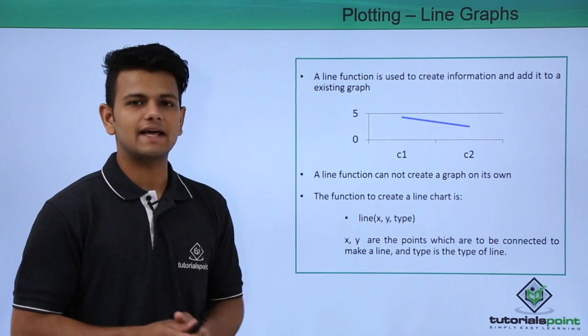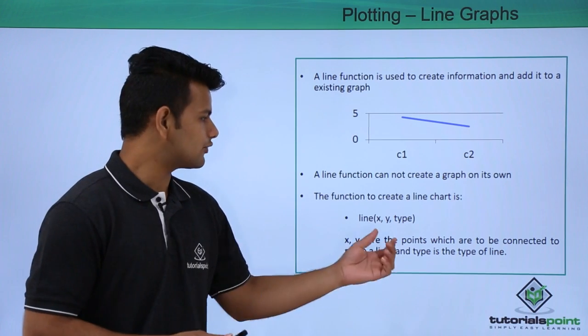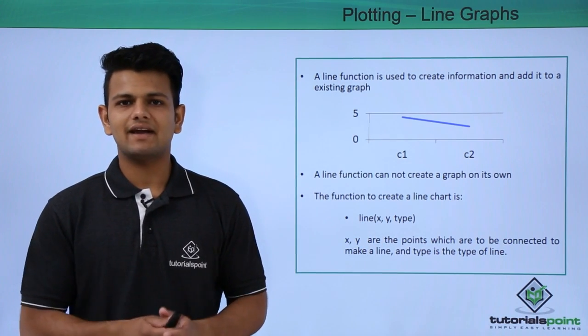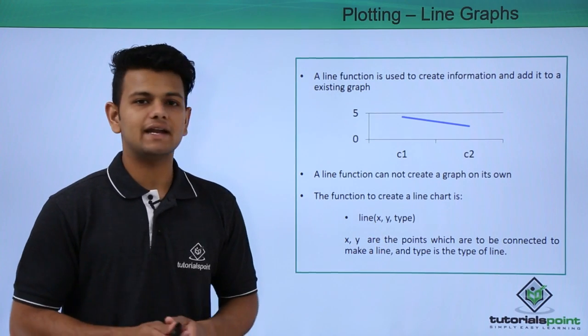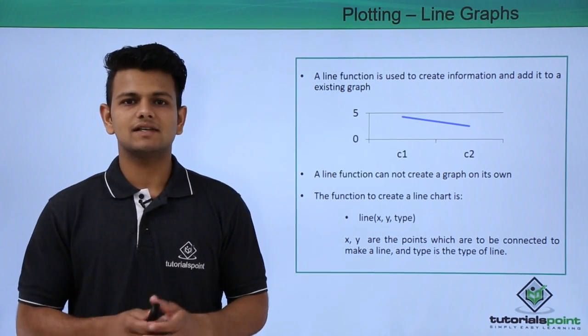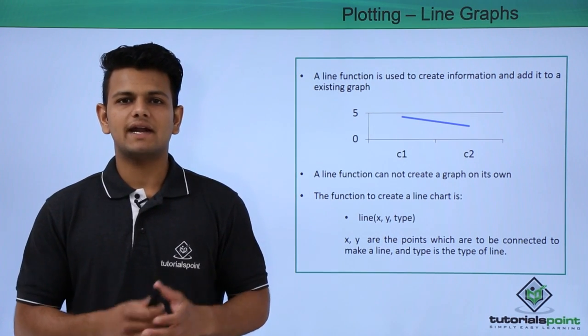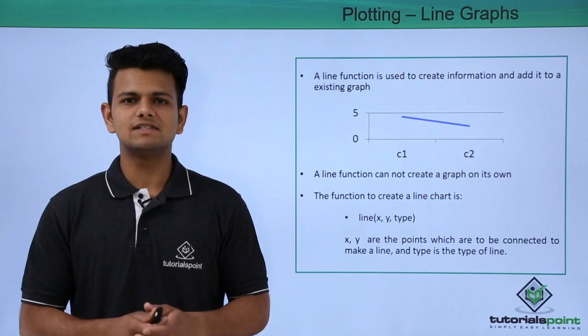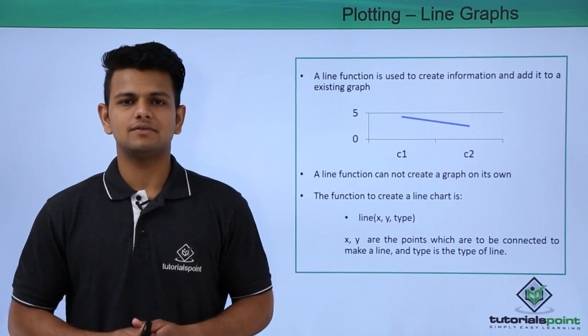The function to create a line chart is lines, followed by x and y points, followed by type. X and y are the points at which we have to create a line, and type is the type of line that we want the line to be. This can be a scattered line, a straight line, a stair step line, or any other type of line. Now we will see all types of lines possible in our R environment.